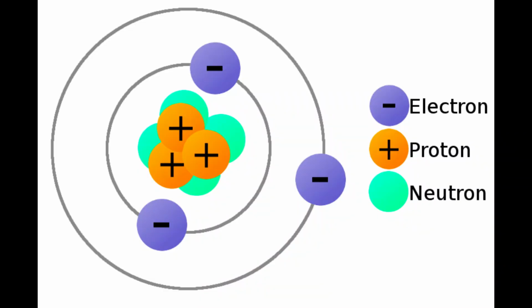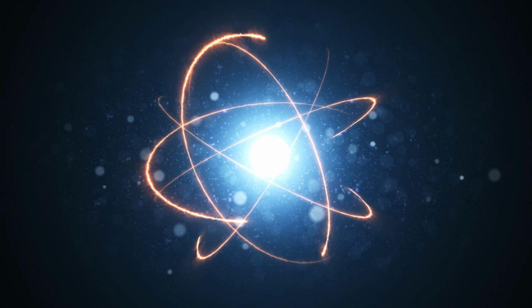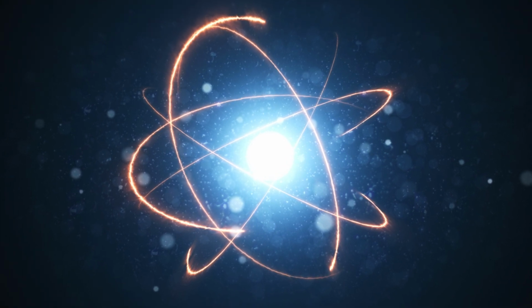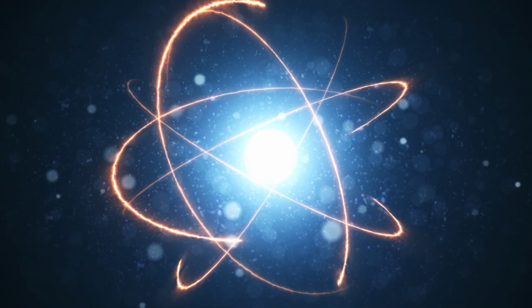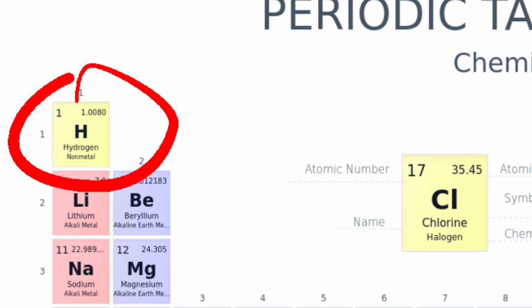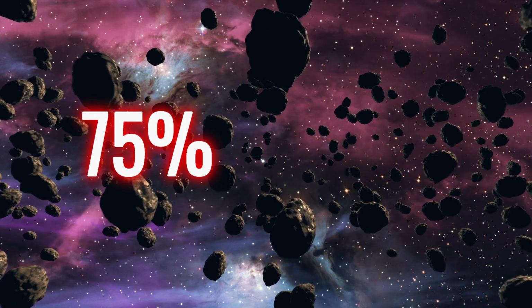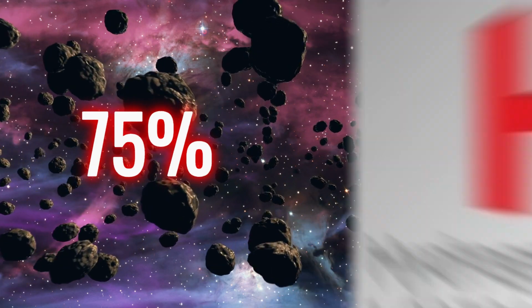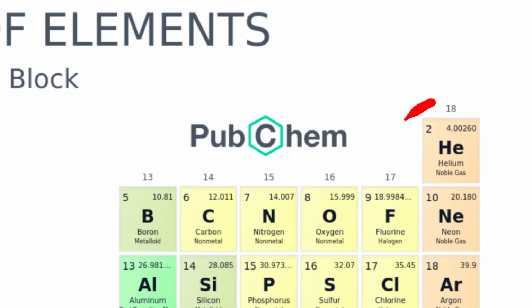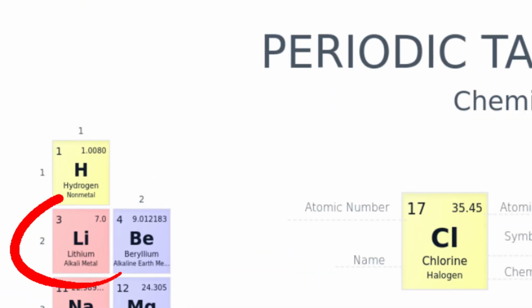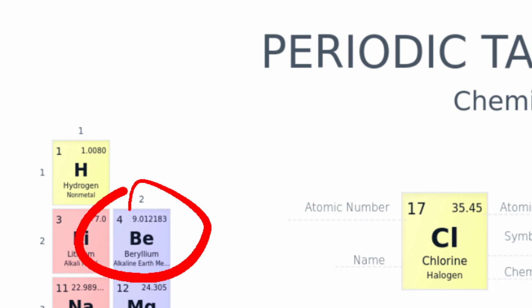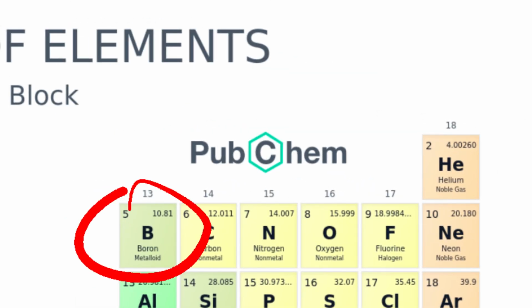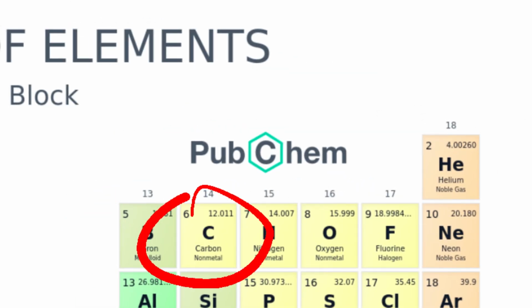Every atom is made up of three main parts: a positively charged proton, a neutral neutron, and a negatively charged electron. The number of protons determines the element's number on the periodic table. Hydrogen with one proton is the first element, and interestingly, 75% of the entire universe is made of hydrogen. After that comes helium with 2 protons, lithium with 3, beryllium with 4, and boron with 5 protons. Finally, we get to carbon with 6 protons.